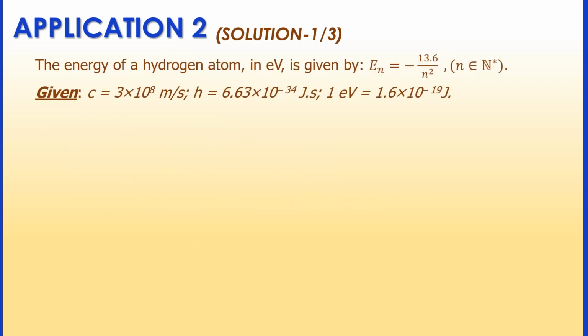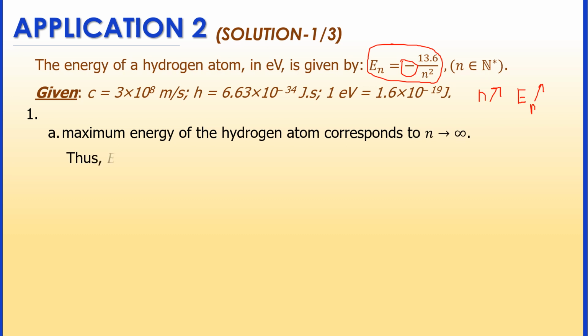So starting with the solution, part 1, we are supposed to find energy in different levels. Now I will scroll the answers, but before that, if you look at this equation here, as n increases, energy decreases. But since it is negative, when the value decreases, it approaches 0. Therefore, when n increases, En increases too. Why? Because it is in the denominator and it is negative. That is, the maximum energy of hydrogen corresponds to n equal infinity or tends to infinity.